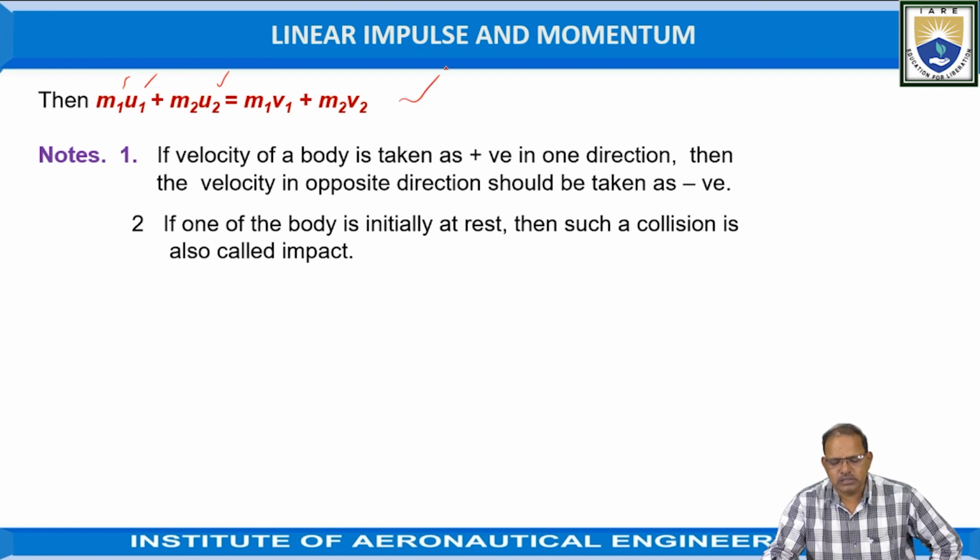Now, the velocity of bodies is taken as positive in one direction when they are moving in the same direction, and negative when the bodies are moving in opposite directions, while calculating the relative velocity. If one of the bodies is initially at rest, such a type of collision is called impact.